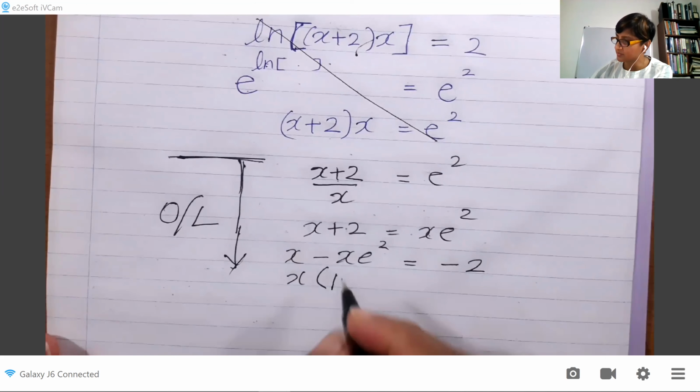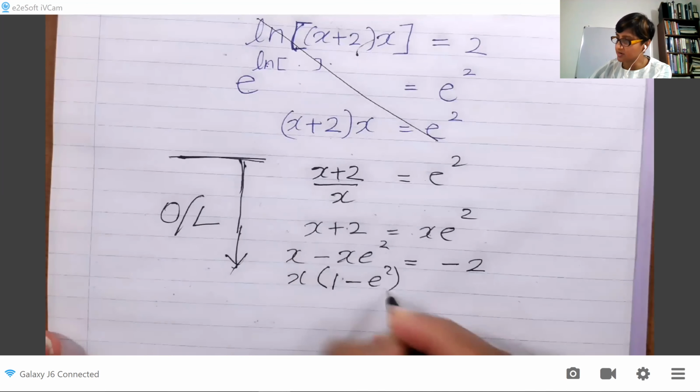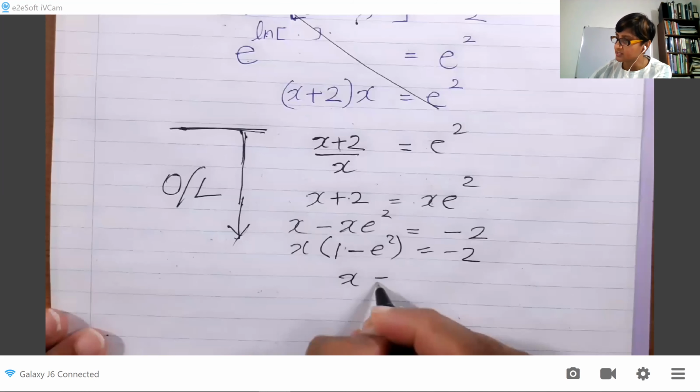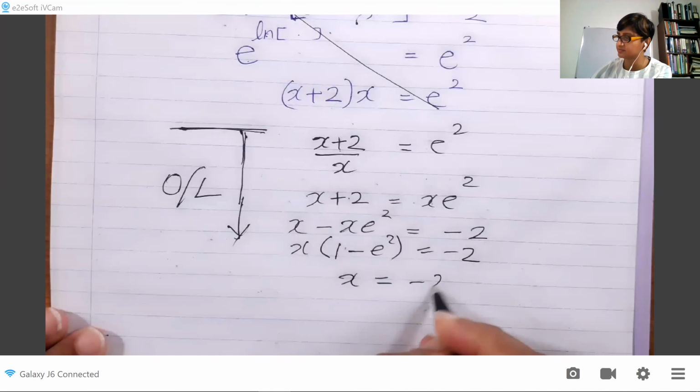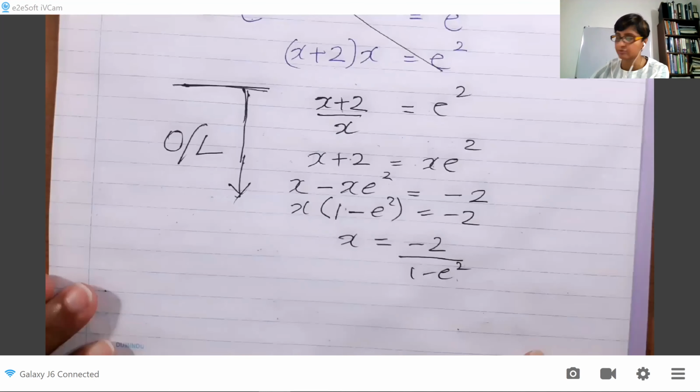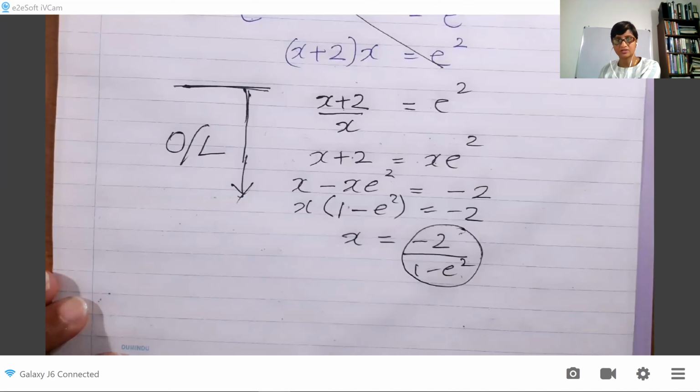1 minus e to the power of 2. So divide both sides by 1 minus e to the power of 2. Is this what you got? And then you just input this into your calculator. And is it not 0.313? Yeah. Bimandi?